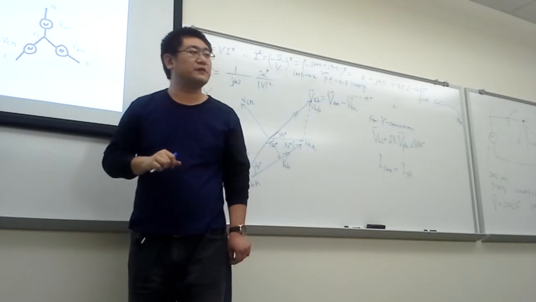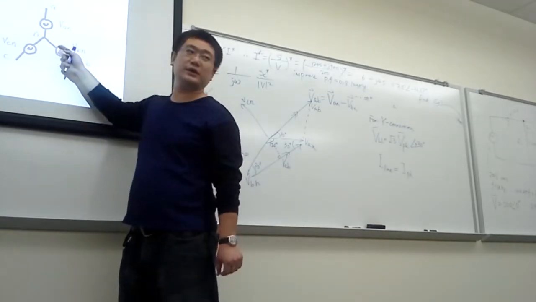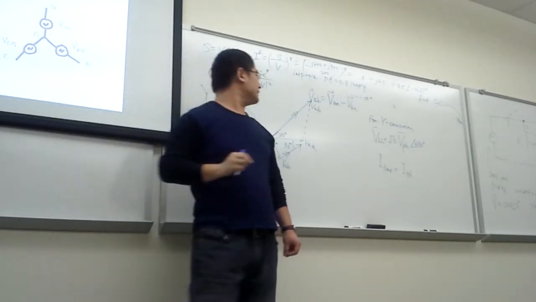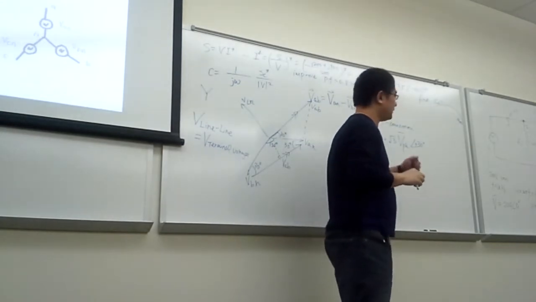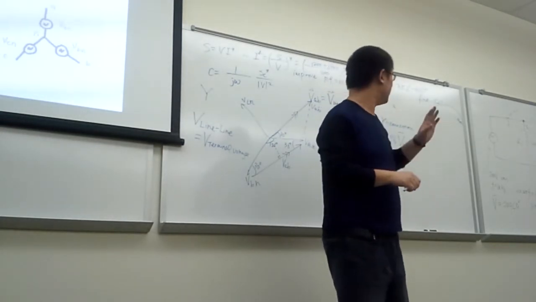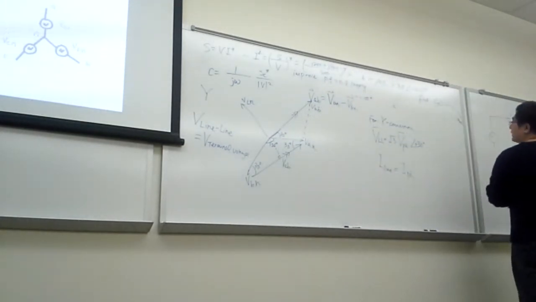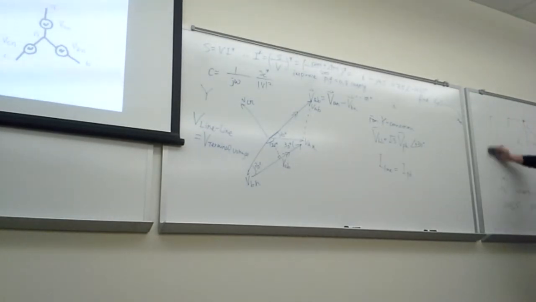And how about the phase current? It's the current passing through each device, right? So in this case, the line current is equal to the phase current for Y connection. This is the Y connection. And next we talk about delta connection. Delta connection is a little bit different.